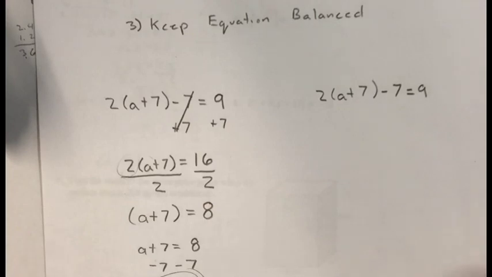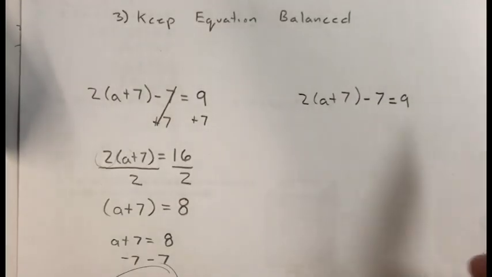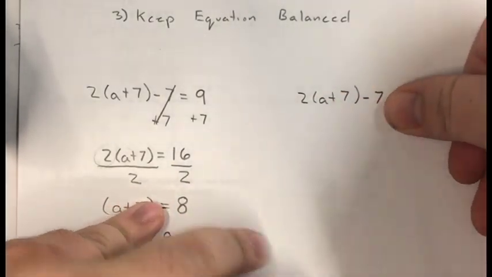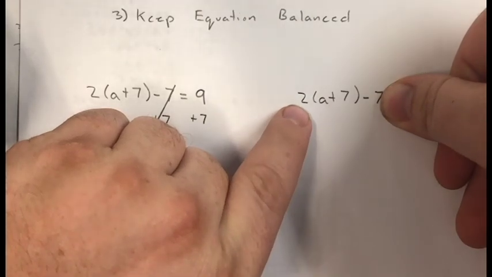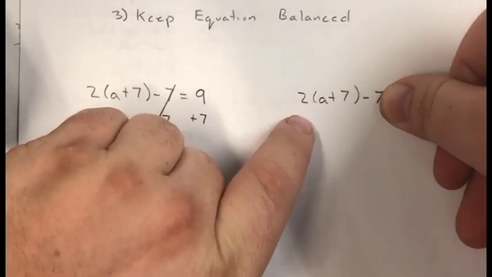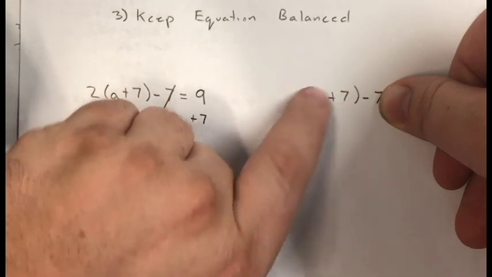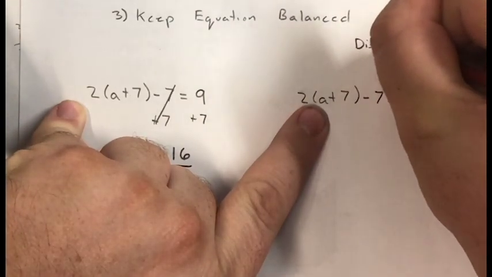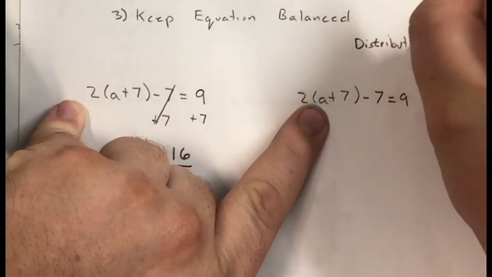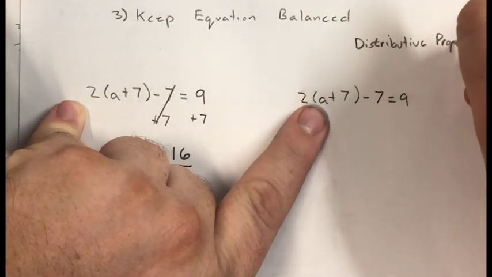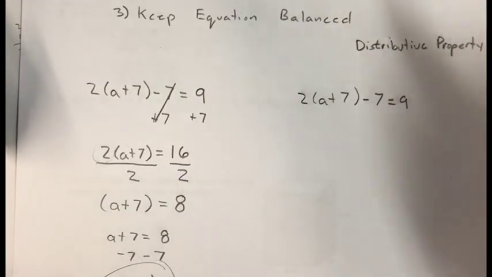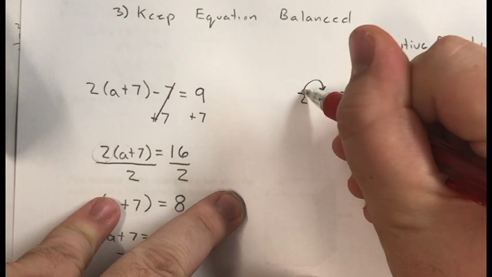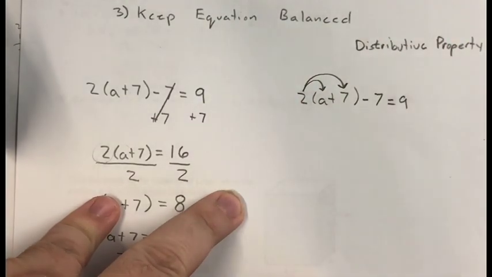Now, there is another way. So remember, that first thing that I talked to you about is simplifying the equation. I want you to look at this. Right now it looks confusing, but look at what this is saying. This says 2 times (A plus 7). This can actually be simplified, and we can rewrite this through something that's called the distributive property. And what it's telling you to do is to take this 2 and multiply it by everything on the inside of the parentheses.